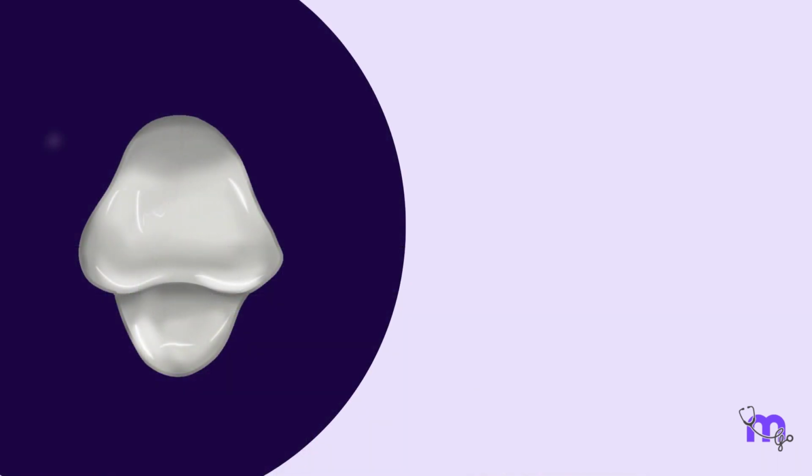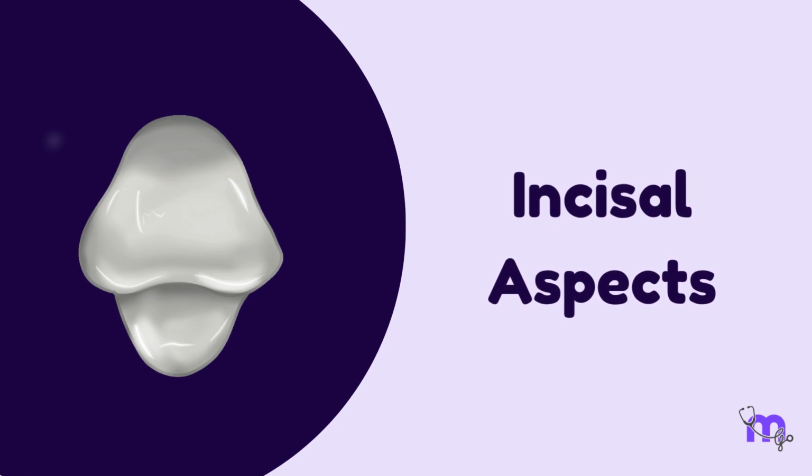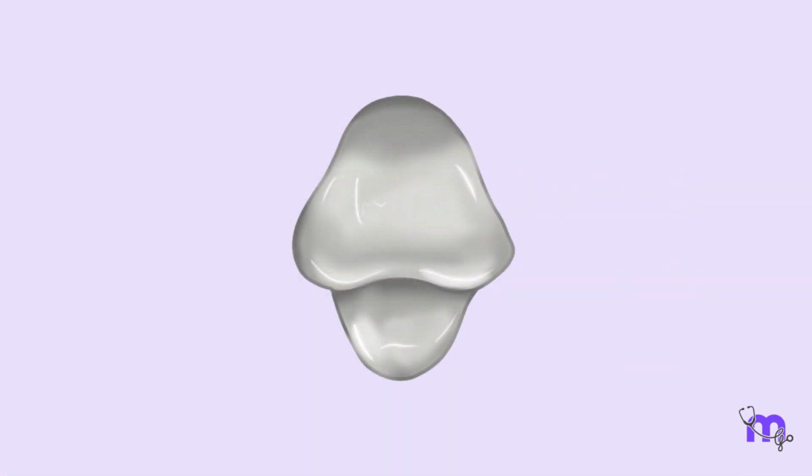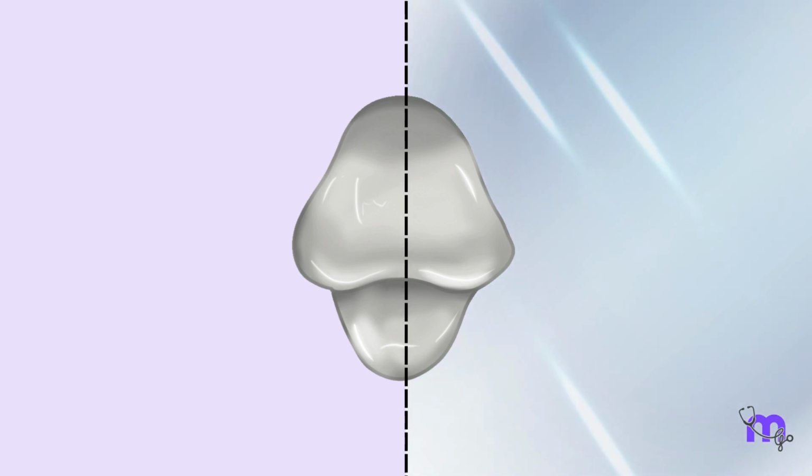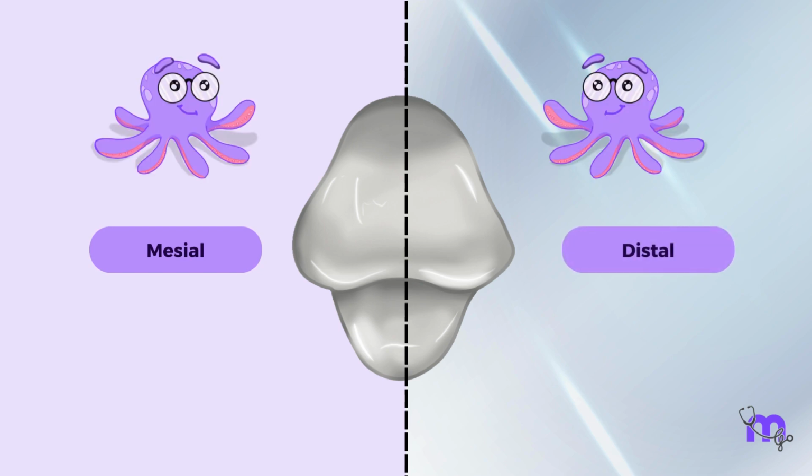Lastly, let's view the tooth from the incisal aspect. The incisal aspect further demonstrates the bilateral symmetry. It means the mesial and distal half look similar, and it will be difficult to differentiate between the two.